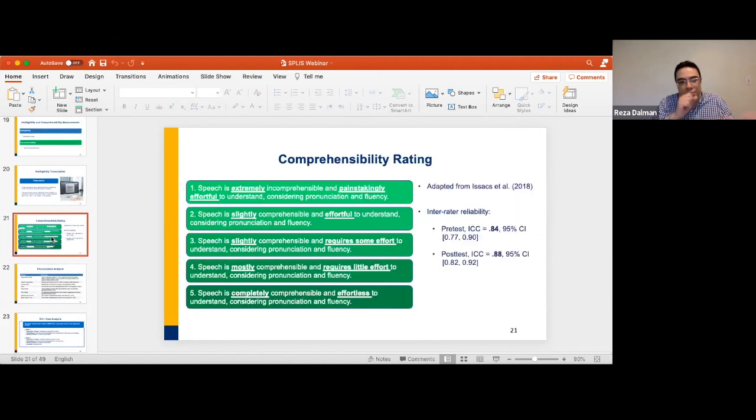In the rater training session, what I did was first, I explained to the raters what the difference between intelligibility and comprehensibility was, because these are two constructs that for the most part are confused even by expert raters. First, I provided a definition of these two constructs and how different they were. Then I had this analytic rubric that was developed by Isaacs et al. And I explained each one of those levels.